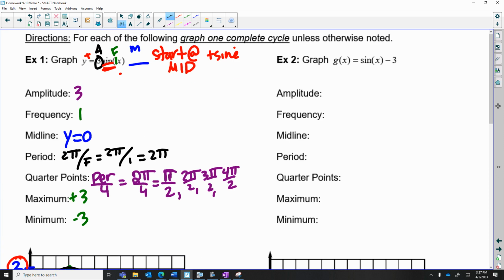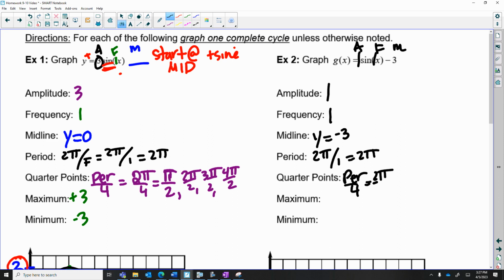The next one says sine x minus 3. The amplitude is 1, the frequency is 1, the midline is y equals negative 3, AFM. The period is 2 pi over 1, which is 2 pi. The quarter points is period divided by 4, which is 2 pi over 4, or pi over 2 again, same. Now we have to think about the maximum and the minimum.